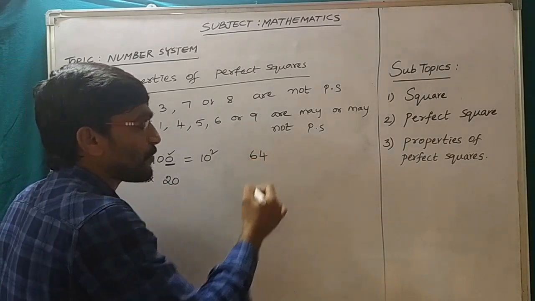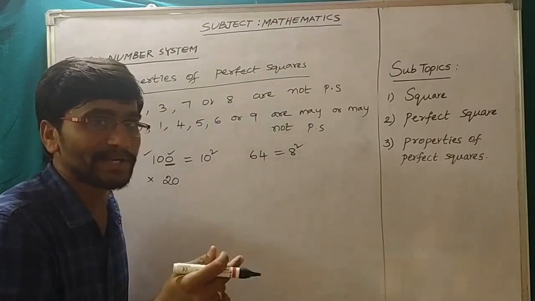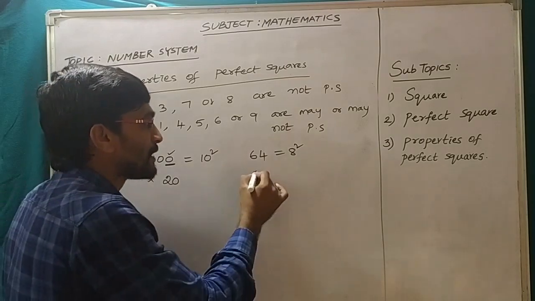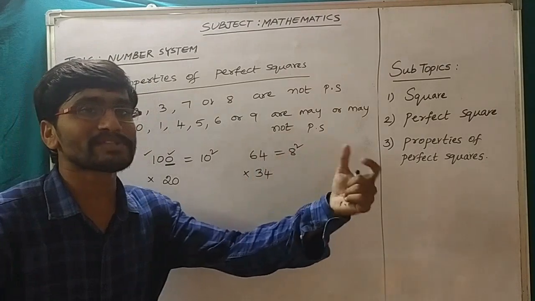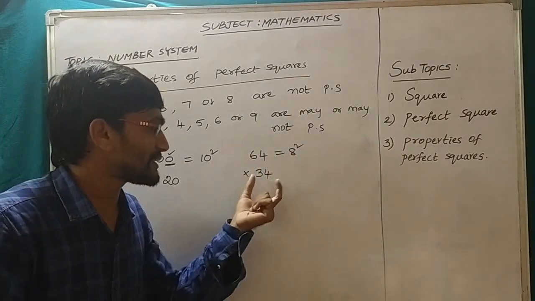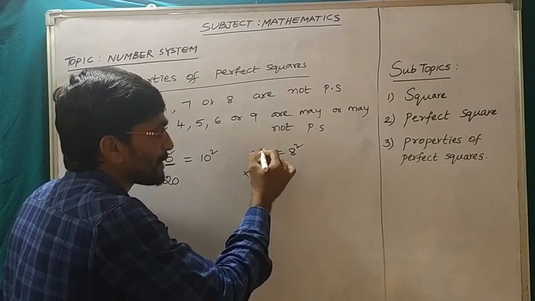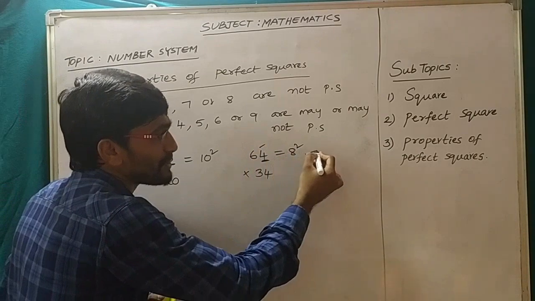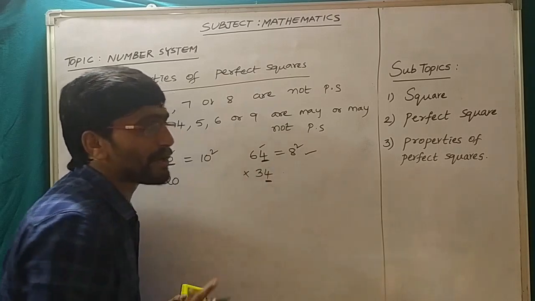Let us consider 64. Yes, it is a perfect square because it can be written as 8 square, 8 into 8, nothing but 64. Is 34 a perfect square? 34 cannot be expressed as the square of any other natural number, so 34 is not a perfect square. Here is a number ending with the digit 4 which gives a perfect square, and here also a number ending with the digit 4 but it is not a perfect square.